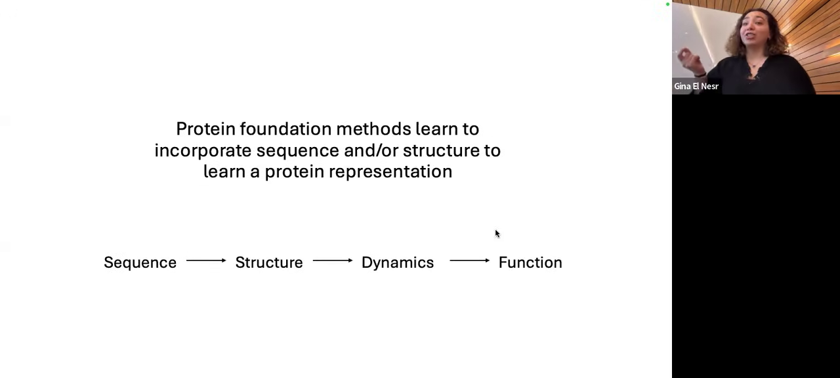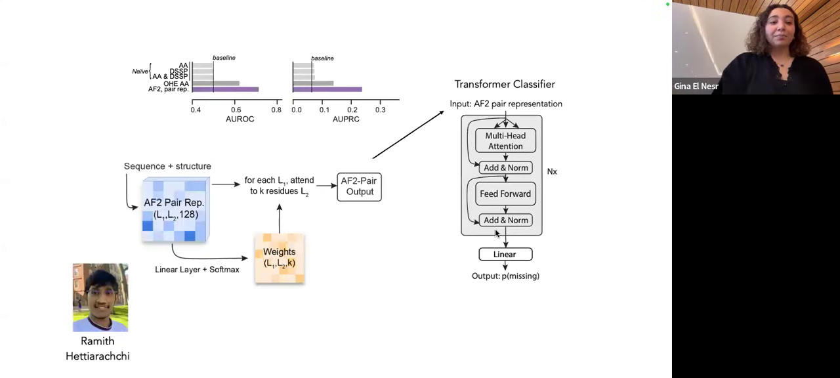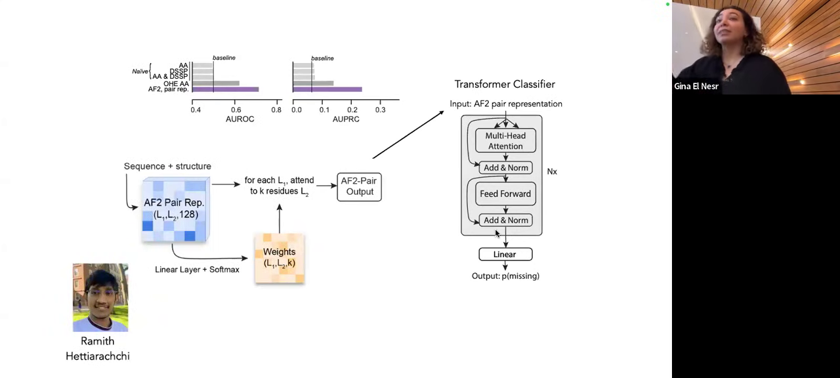And we said protein foundation methods have learned to incorporate sequence and/or structural information to learn a protein representation. So maybe we can leverage some of this. So we built really simple baselines. The baselines tell us about the random. Then Ramith, who was a postdoc in Sergey's group, actually built this AF2 pair representation, which took the pair representation from AlphaFold to see if that would have some form of predictive power. And it already outdoes the simple baselines that we tried.